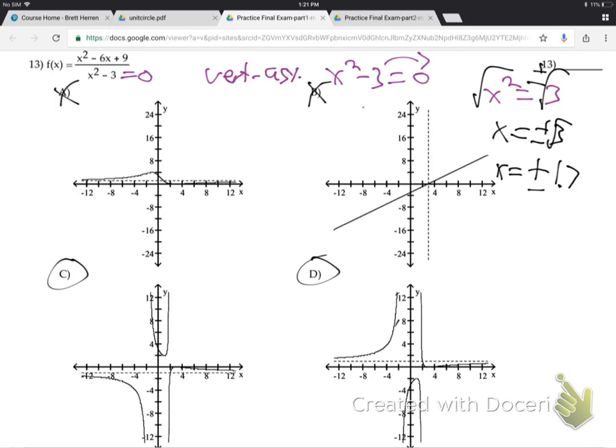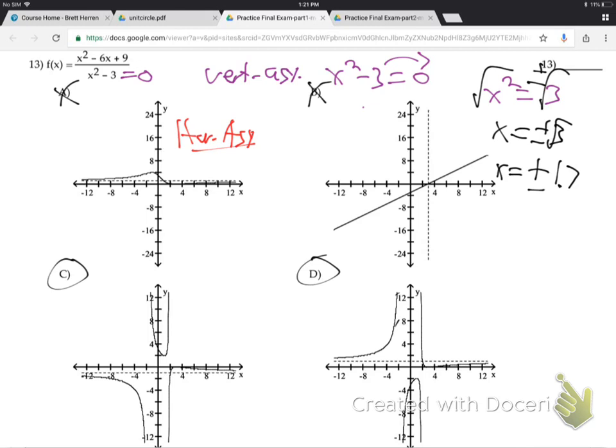Now, C and D have different horizontal. Remember, we went over this problem. It was just a couple weeks ago. So one of them has a horizontal asymptote above. One of them has a horizontal asymptote below. So the horizontal asymptote will decide the answer for us. How do you find a horizontal asymptote? Remember, I gave you a whole table.